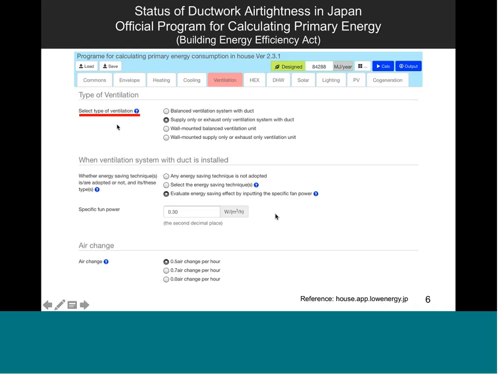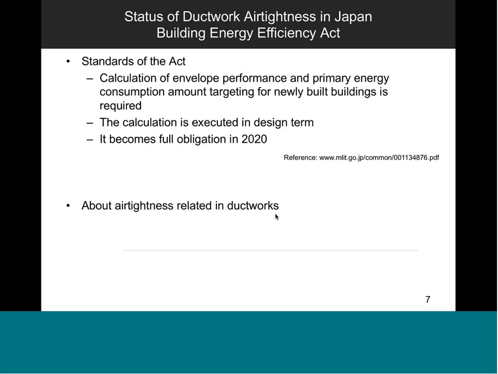Here we can select a type of ventilation, and some of them employ, of course, duct. But you may not see airtightness here. And we can input a specific fan power here. And as I mentioned, some specification values of heat recovery ventilation can be input here. But we do not see airtightness of ductworks. So I have to say something about the airtightness of ductworks.